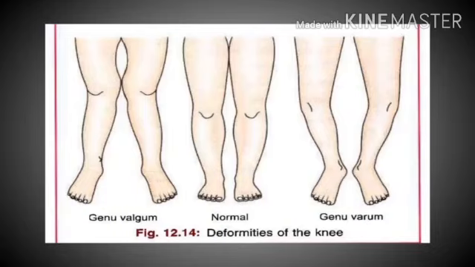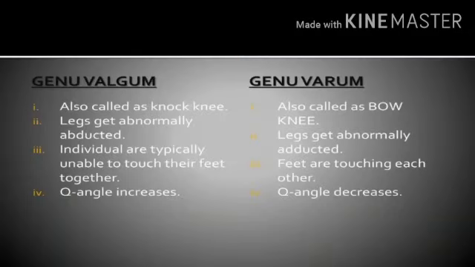As you can see the structure, legs get abnormally abducted in valgum and adducted in varum. Individuals are typically unable to touch their feet together in valgum and feet are touching each other in varum. Q angle increases in valgum and decreases in varum.